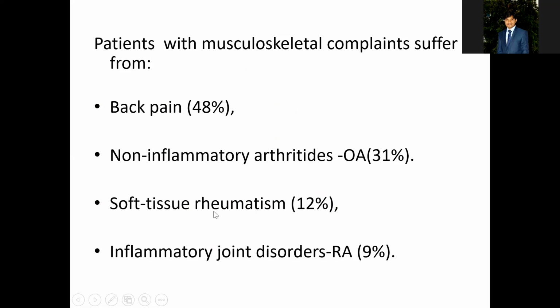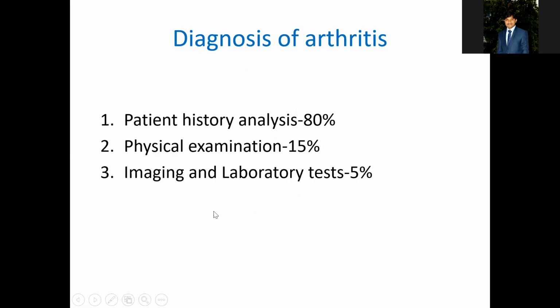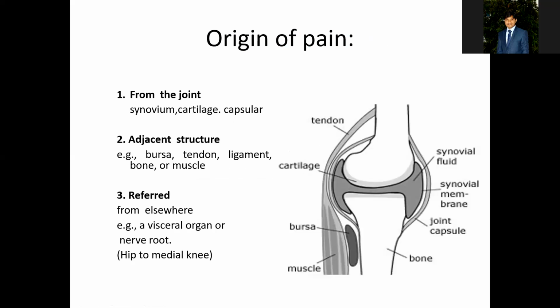Most arthritis is diagnosed by physical examination and laboratory tests. The origin of the pain is from the joint, mostly the synovium, cartilage and capsular structures. In adjacent structures, pain occurs due to bursitis and tendinitis.